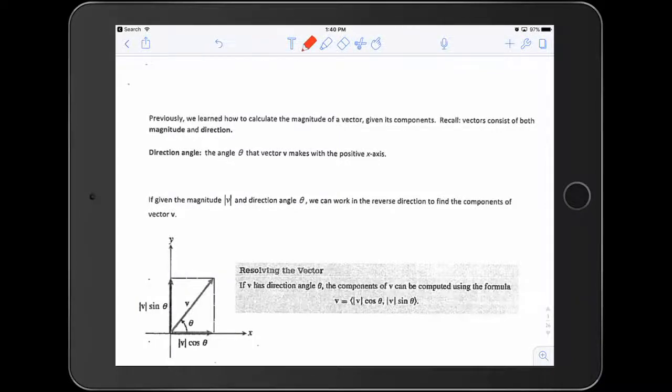Welcome back to your PN39 Part B notes, where we're going to finish our discussion about the basic fundamentals of vectors.